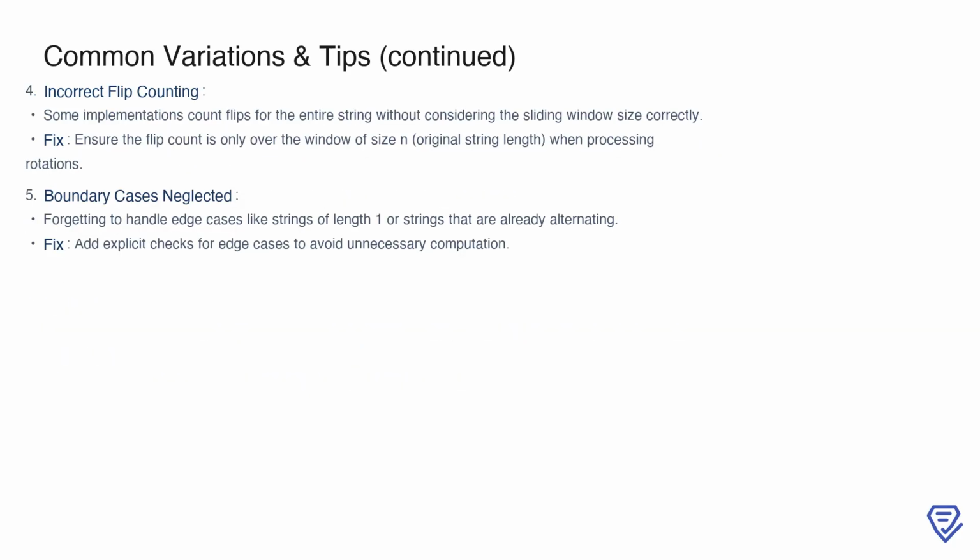Another mistake to avoid is incorrectly counting flips. Some solutions mistakenly calculate flips for the entire doubled string instead of focusing on the sliding window of size n, which represents the original string's length. To fix this, ensure your logic only accounts for flips within the sliding window during rotations. Additionally, boundary cases are often neglected, such as strings of length 1 or those that are already alternating. These cases can cause unexpected errors or unnecessary computations if not handled explicitly. Always include checks for these edge cases to ensure the robustness of your solution.